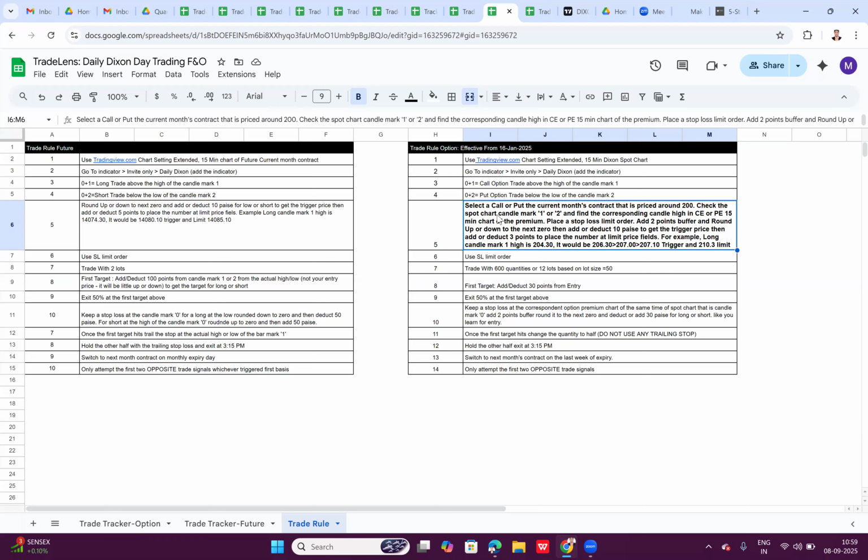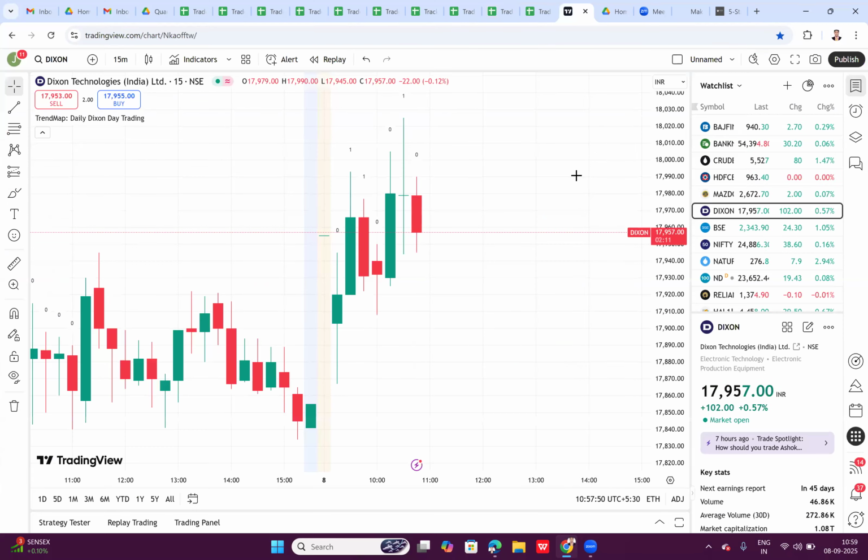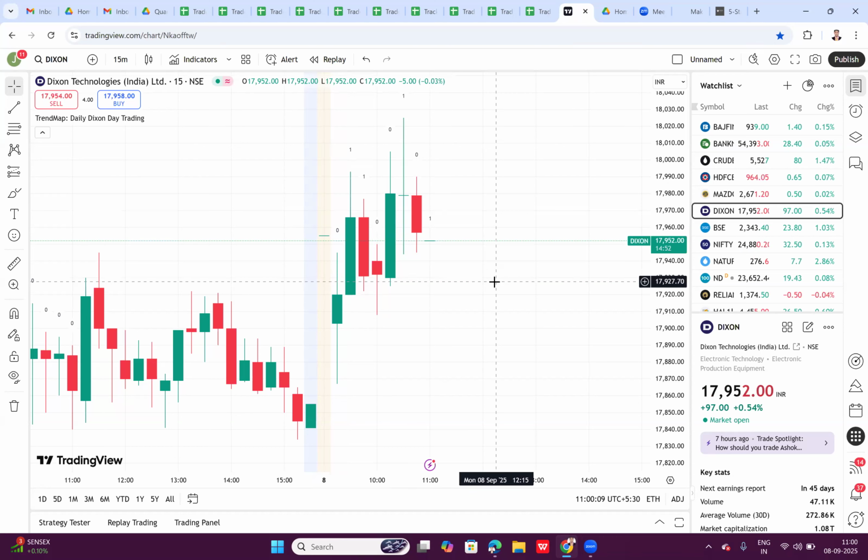In options, we have to select a strike price which has a premium of approximately 200. First, we have to check whether a call option trade or a put option trade is available. After this, we have to check the strike price. Today, a call option trade is available. So at 9:45, we got a 0 plus 1 setup on the first two candles. After this, we have to open the option chain of Dixon. In all trading accounts, we have the facility to check the option chain. So we will select a strike price which has a premium of approximately 200. This totally depends on your choice.